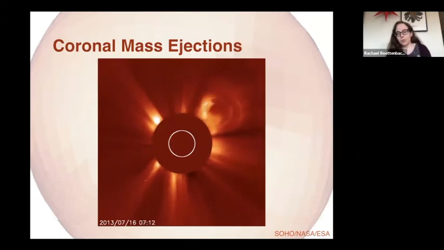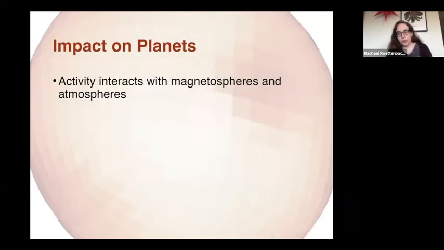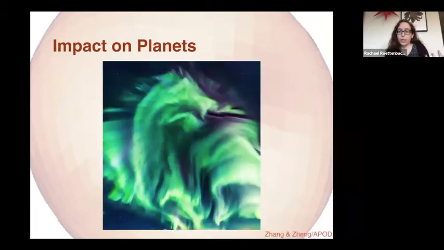But they also really do have an impact, particularly on the planets. And so we know that stellar activity can actually cause problems for planets with magnetospheres and atmospheres. It can interact with the atmosphere by stripping it off, and it can also interact with the magnetosphere. We particularly know this because we know what happens when a coronal mass ejection hits our own magnetosphere. We get these beautiful aurorae.